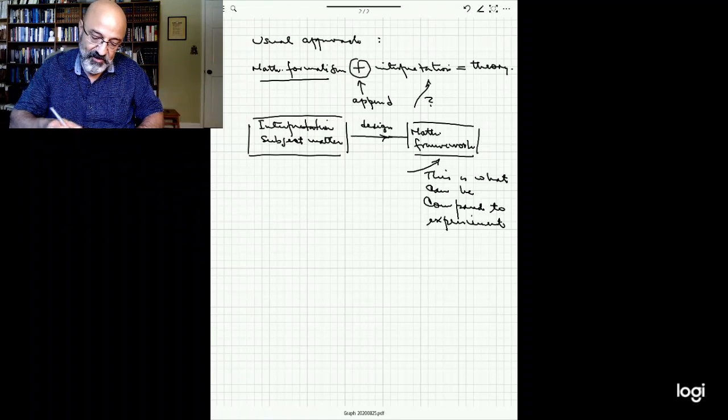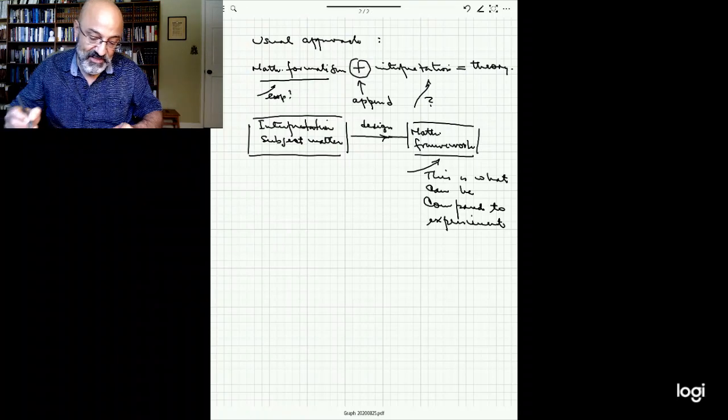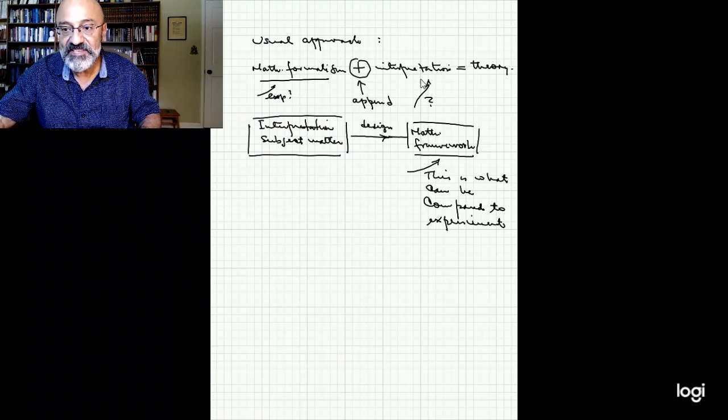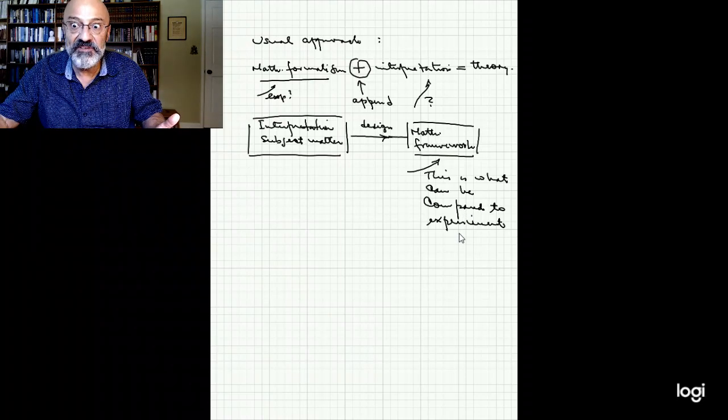Comparing this to experiment, that's what can be done, but it tells you nothing about this second part. While here, we start with that, and if it leads to the correct mathematical framework, because it agrees with the experiment, we know we're on the right path.